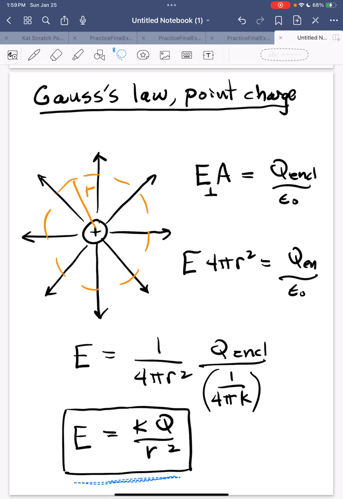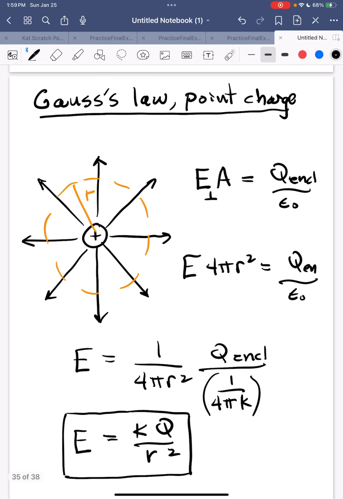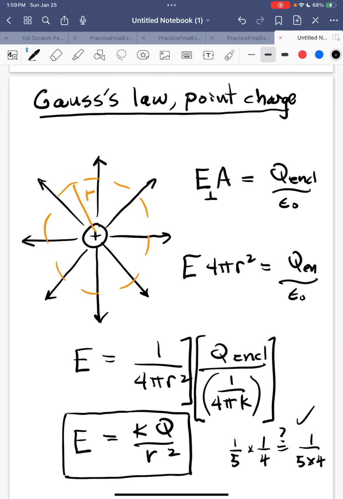Now, some of you have asked me a question. They said, well, wait a minute, can I just really multiply these two fractions by each other? Let me just quickly give you an aside on that and say, imagine I had something like this, 1 over 5, and it was multiplied by 1 over 4. Is that really equal to 1 over 5 times 4? And the answer is yes. Those things are exactly equal. So I can take this fraction here and multiply it by this fraction here, and it is exactly the same thing as 1 times Q enclosed over the product of these two things. So yes, that is actually a legal operation.